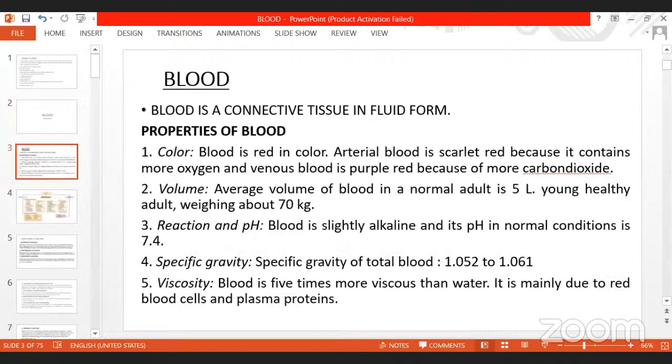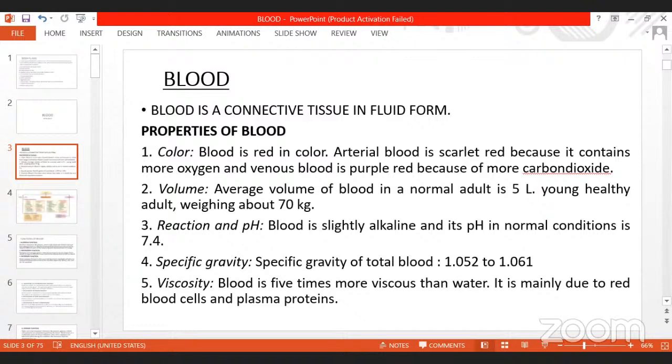The blood as a whole is a fluid connective tissue. So the properties of blood, the most important property is its color. The arterial blood is scarlet red in color. Arterial blood is scarlet red because it contains more oxygen. And venous blood is purple red because it has more carbon dioxide.